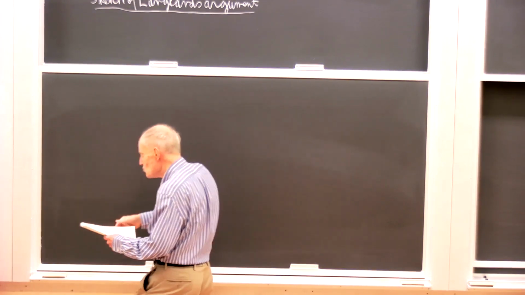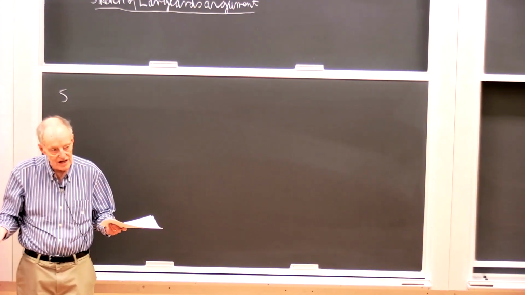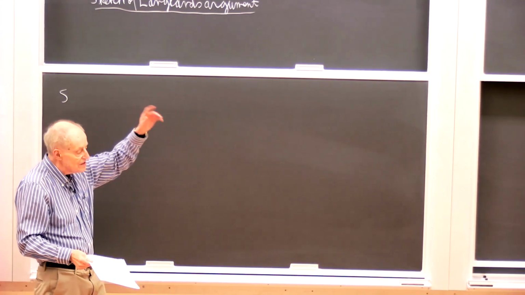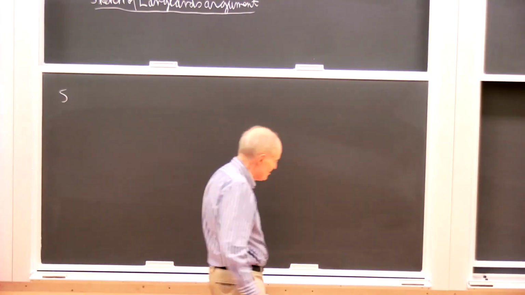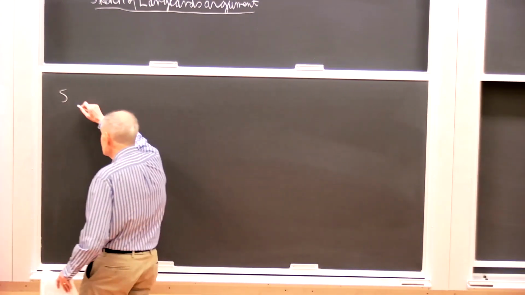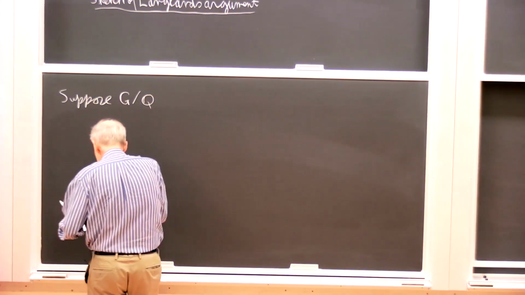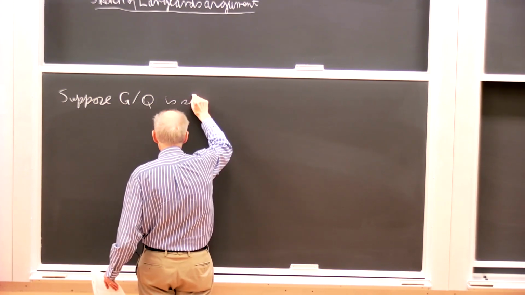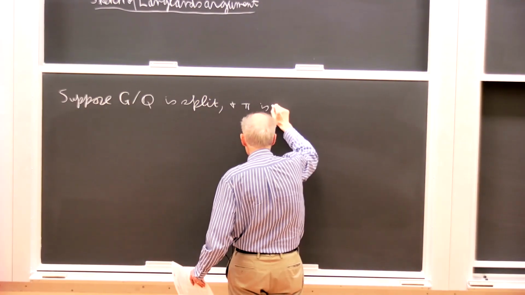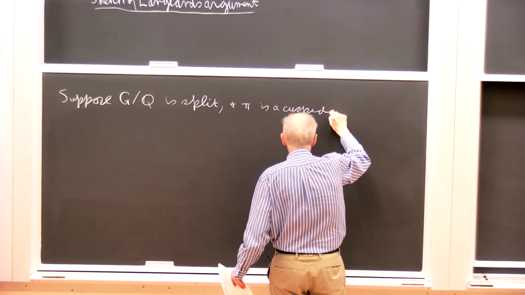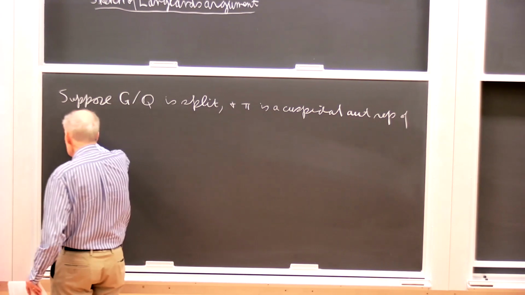So let's do it in this context. Langlands chose what he said was a very special case, though it is quite a lot more general than this. In the sense of general automorphic forms, suppose that G, first of all, we'll take it over Q, is a split group, and that pi is a cuspidal automorphic representation of G over the adeles.